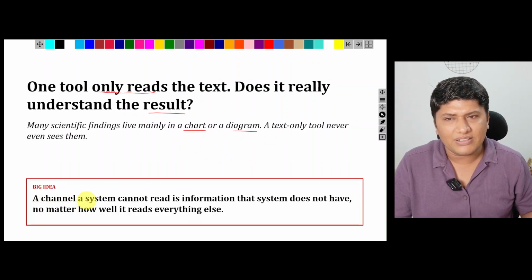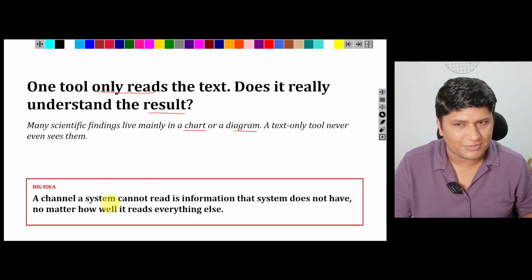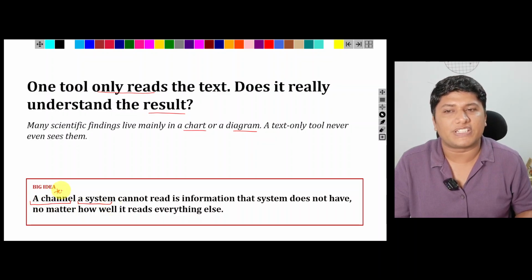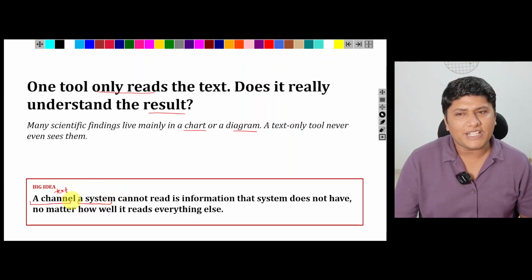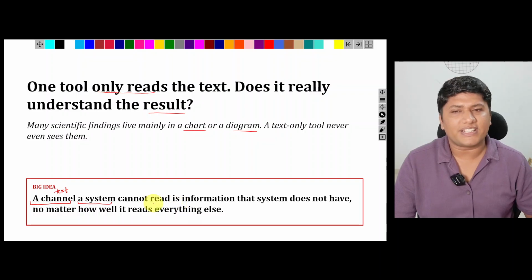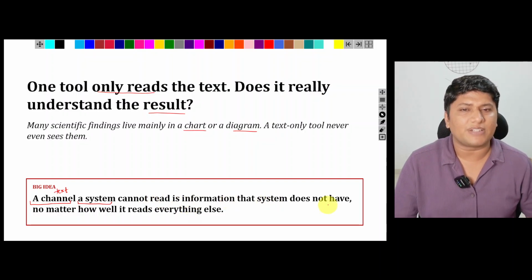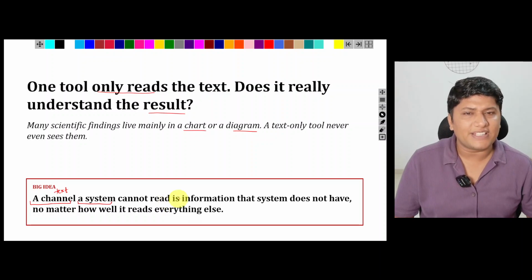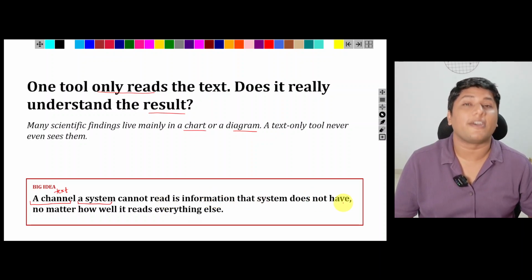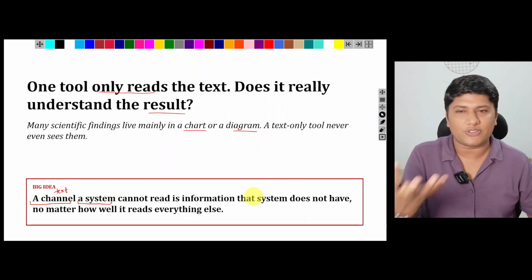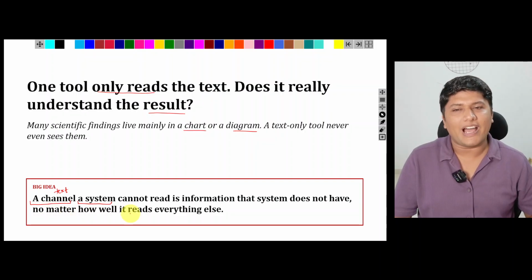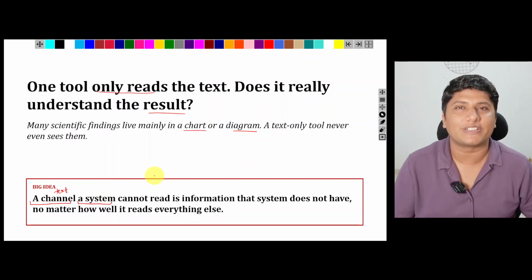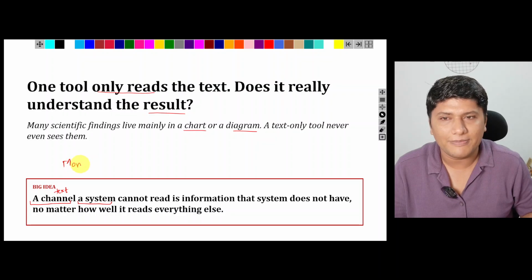So a system, that means for one tool, only one channel. Text can be one of the channels. For one tool, if there is only one channel, it cannot read the information that the system does not have. A channel a system cannot read is information that system does not have. So if it cannot read the images, it does not have the information about the images, no matter how well it reads everything else.